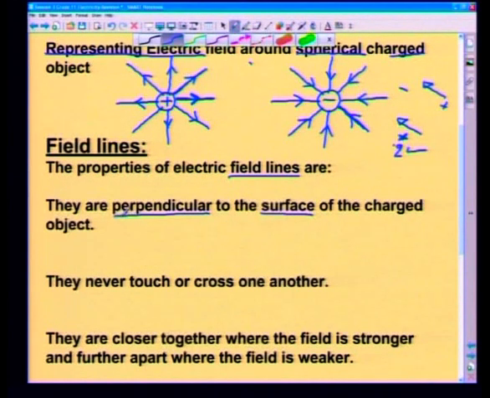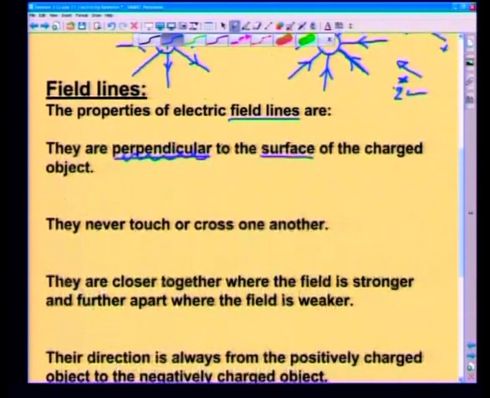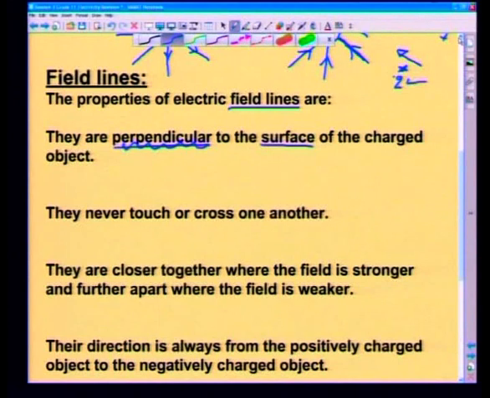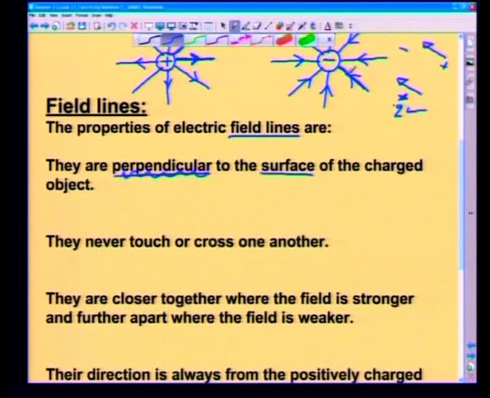Now, we need to know that because we will be asked to represent field lines or show field lines from a charged object. They are perpendicular to the surface. Secondly, they never cross. You mustn't have this line here crossing that one. They don't cross each other. They are closer together where the field is stronger, and they are further apart where the field is weaker.